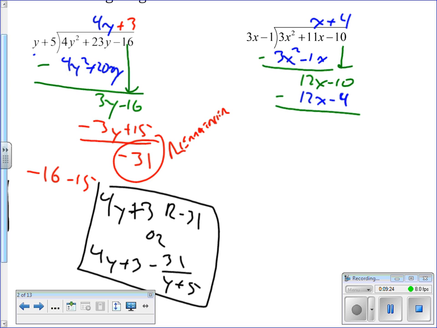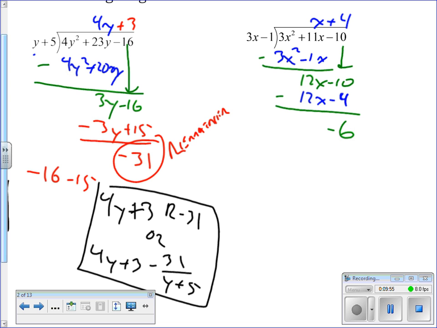Once again, that first term needs to disappear. That's my goal. 12x minus 12x, gone. No more 12x's. Anything else is just what's left over. Negative 10 minus negative 4 is negative 6. You got to watch negatives and positives when you're subtracting here. Got to pay attention. This is probably the trickiest part, paying attention when you're doing the subtraction.